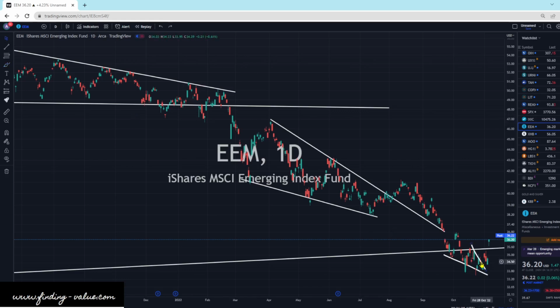Because if the dollar heads lower, I think EEM is sitting in a very good position of kind of breaking this downtrend here, where we could get moving. Remember, we could do a back test a little bit here before moving on higher.